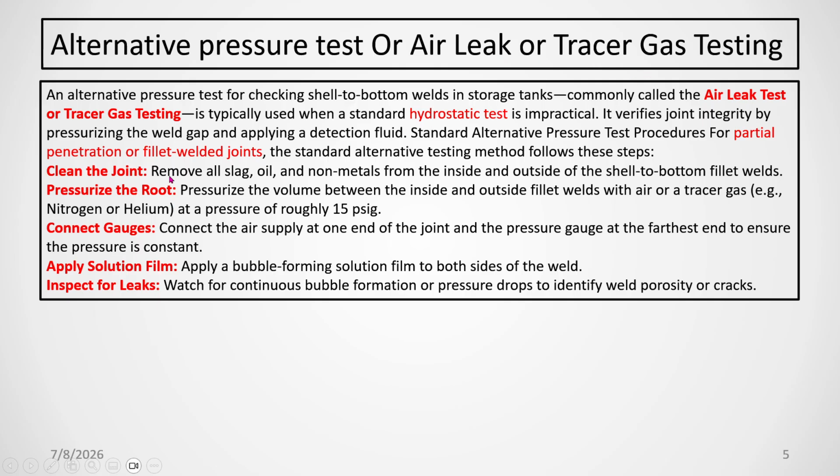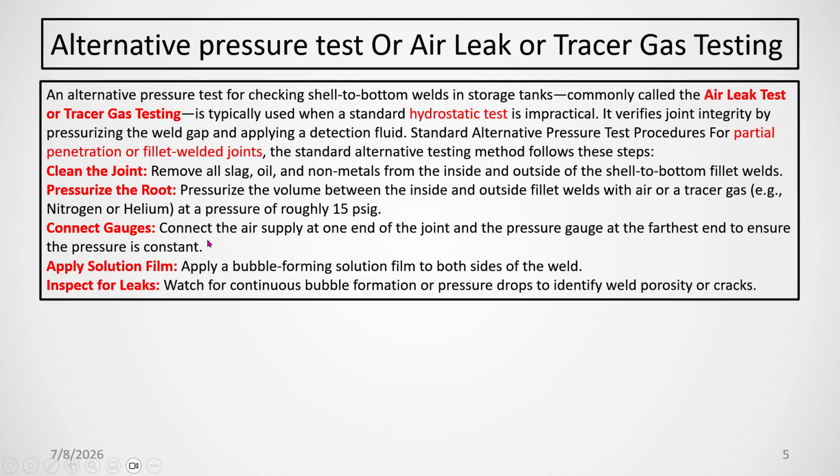How do you do that? First, you have to clean all the slag, oil and non-metal material from inside and outside of the seal to the bottom of the fillet welds. Then pressurize the volume between the inside and outside fillet welds with air or tracer gas like nitrogen or helium at a pressure of around 15 psi gauge.